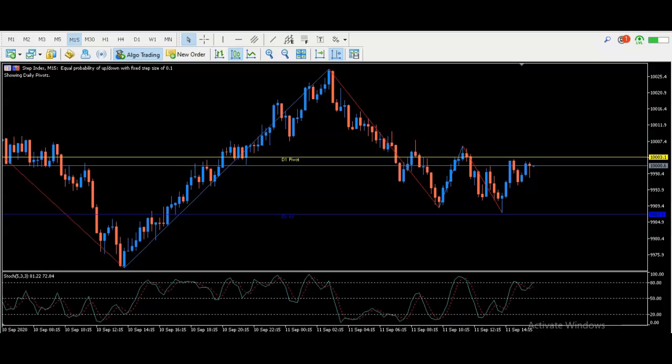I want to basically show you how to use the pivot points or pivot lines, if you will, to trade step index. Recall that I recorded a video some time ago talking about how pivot lines can be used to trade Crash and Burn. So today I want to show you how you can use the pivot lines to trade step index.